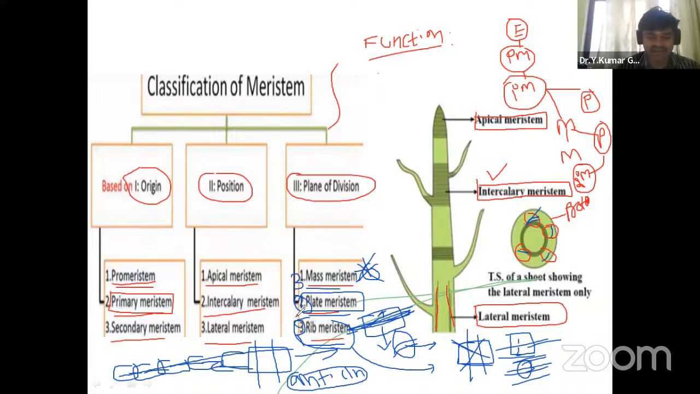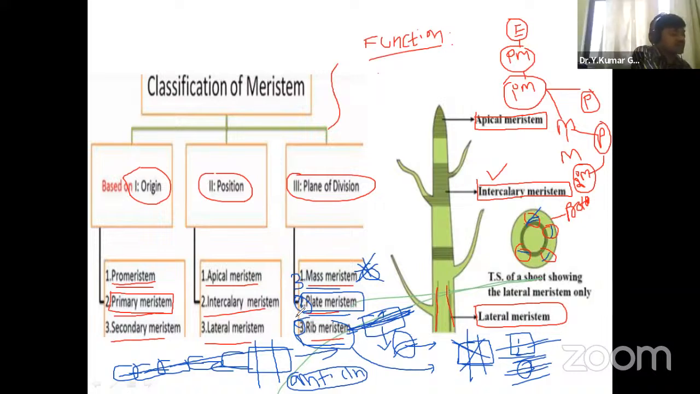This plane of division occurs in meristematic cells. Based on the cell, they may become epidermis, cortex, or stele. Is it clear? Yes, sir.